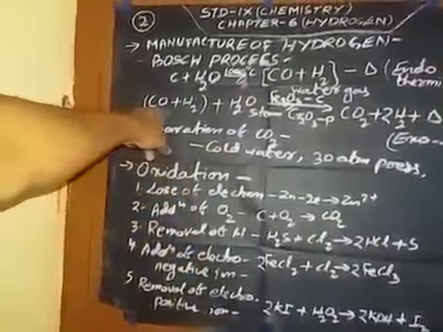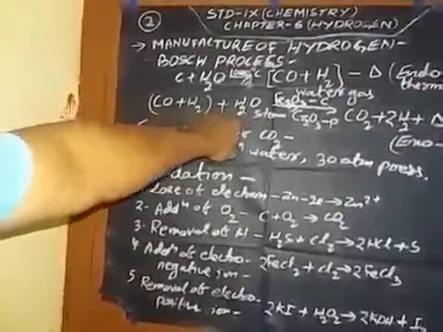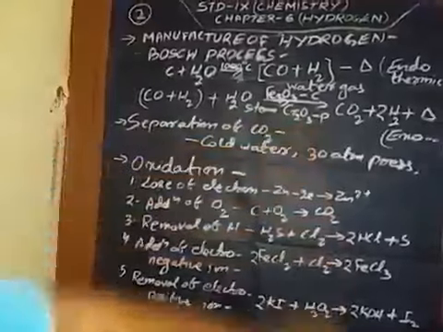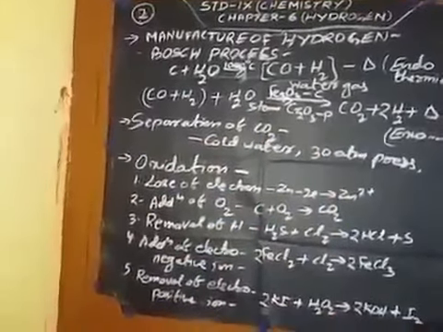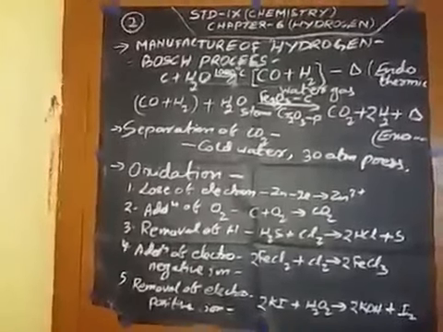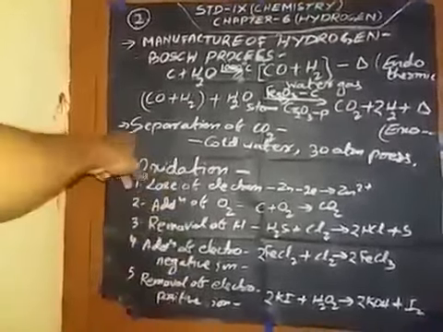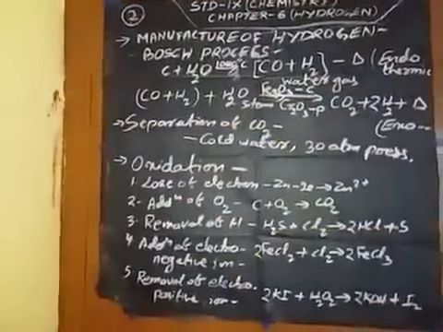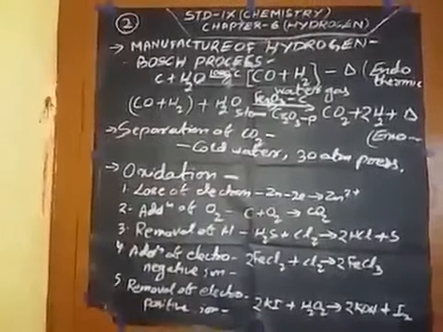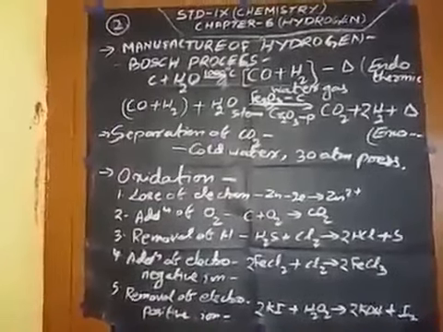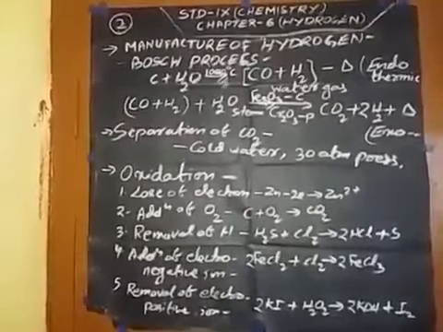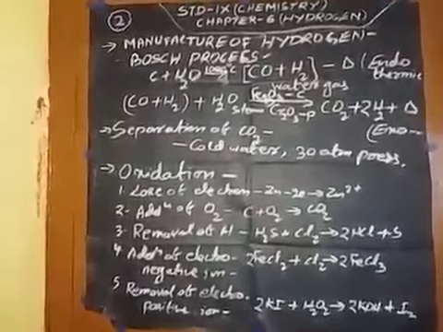Then this carbon monoxide and hydrogen, or water gas, is added with steam with the catalyst ferric oxide and promoter chromium oxide to form carbon dioxide and hydrogen with heat, that is exothermic. Then how can we separate this carbon dioxide from hydrogen? Carbon dioxide is separated by cold water under 30 atm pressure, which dissolves the more soluble carbon dioxide, leaving behind hydrogen. This is one process.